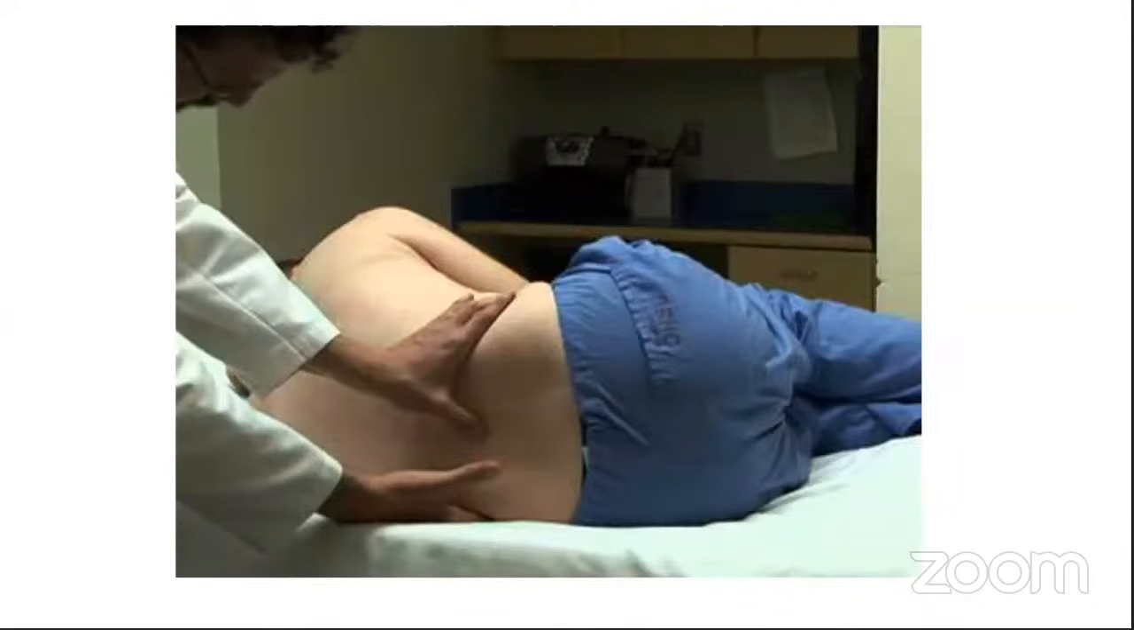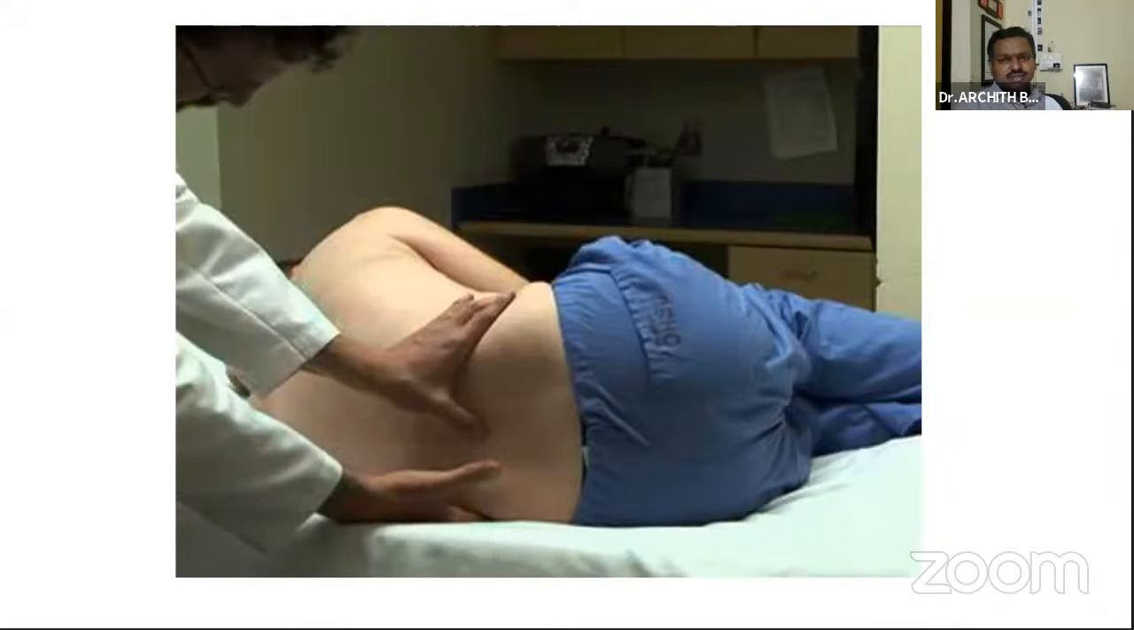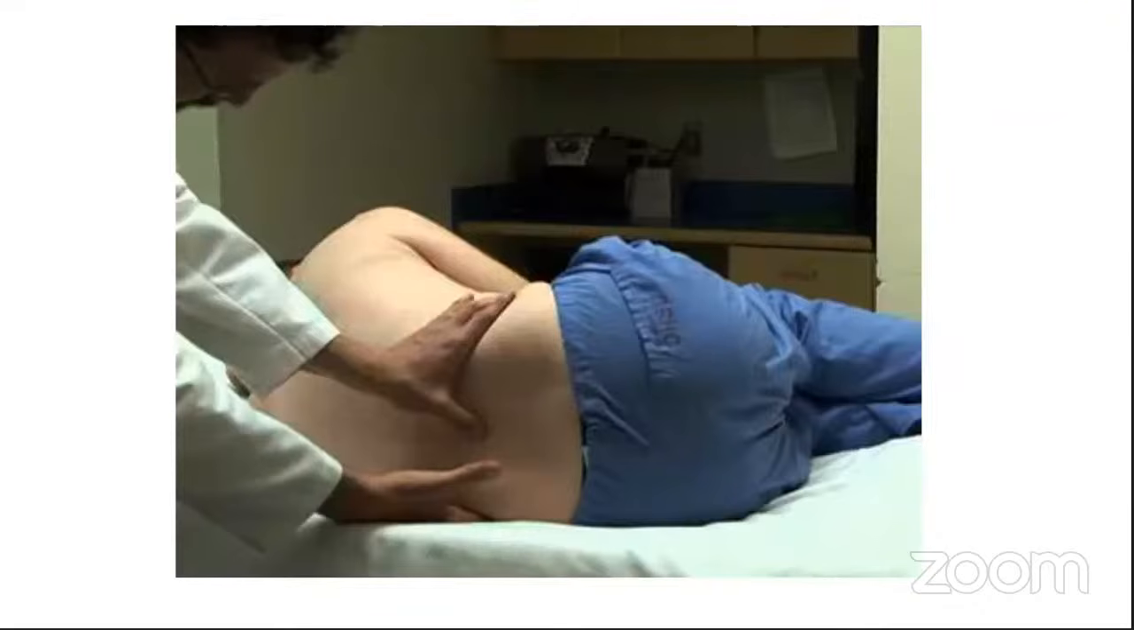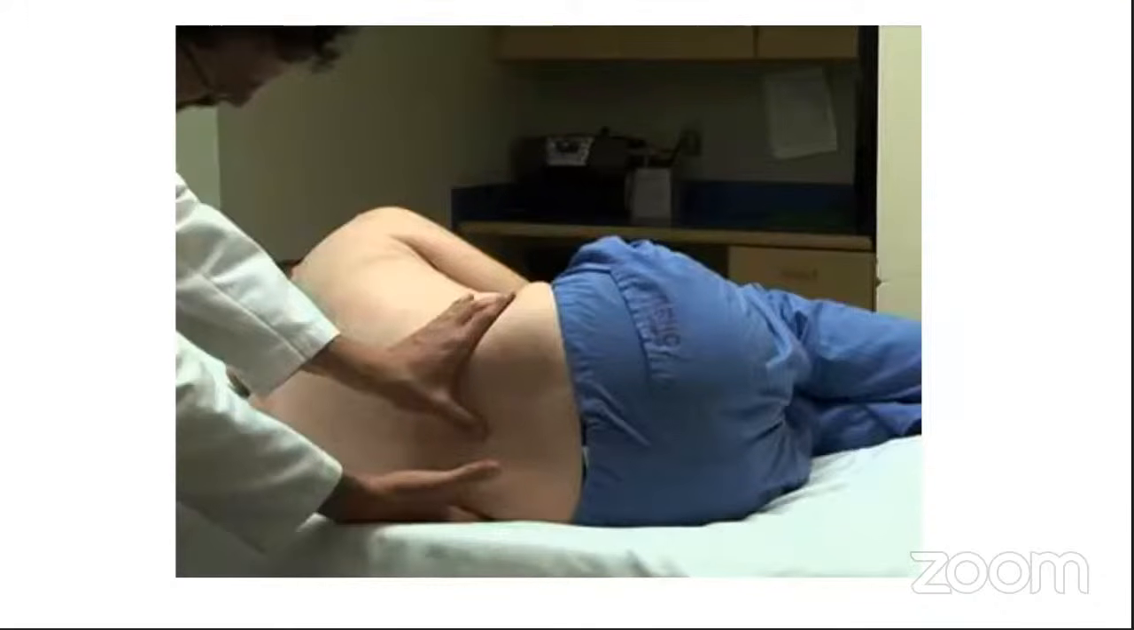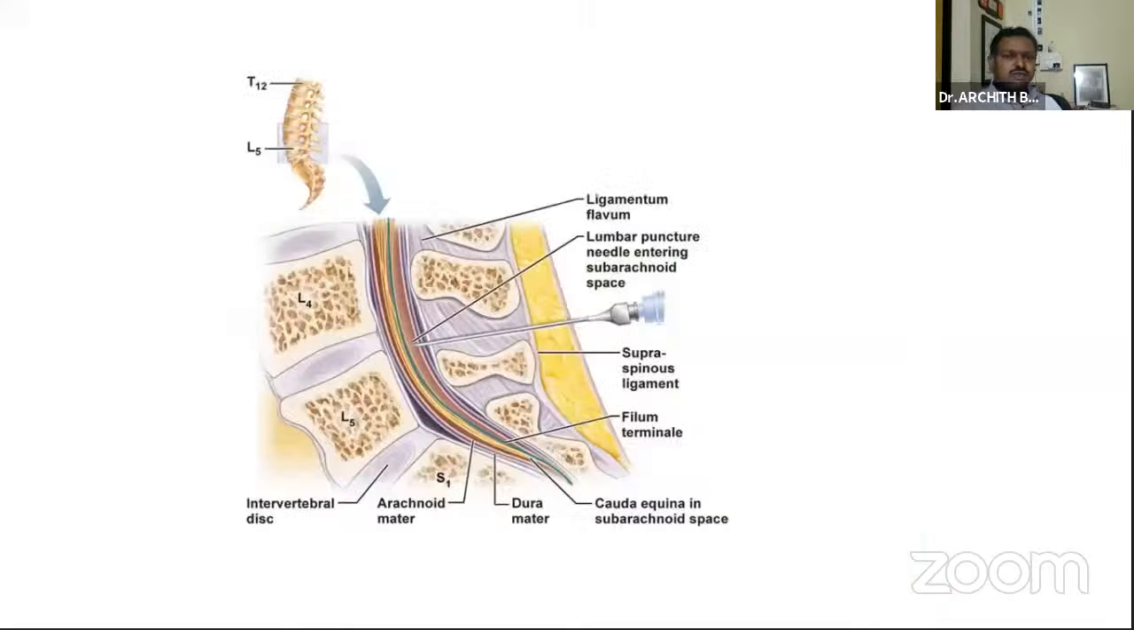The next question they ask you is, what are the structures that you would pass through before you reach the space? What are the various structures that you pass? From skin, subcutaneous tissue, supraspinous ligament, interspinous ligament, then ligamentum flavum, dura mater, arachnoid. Okay, so those are the layers that you're going to puncture.